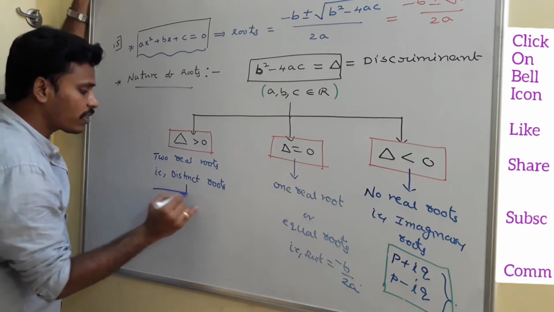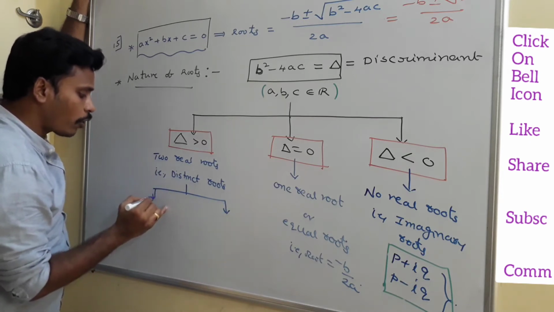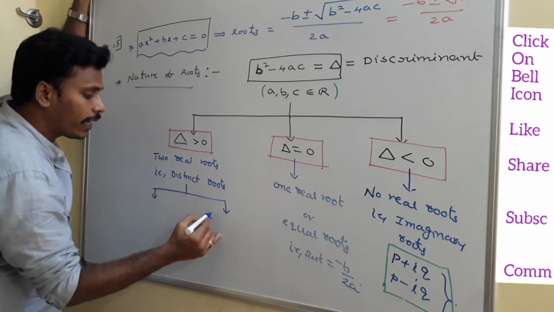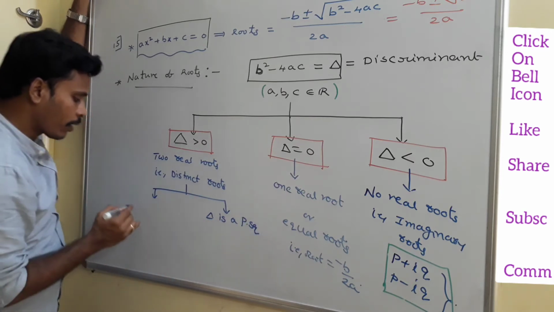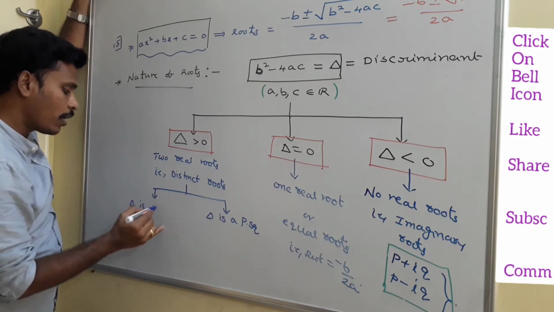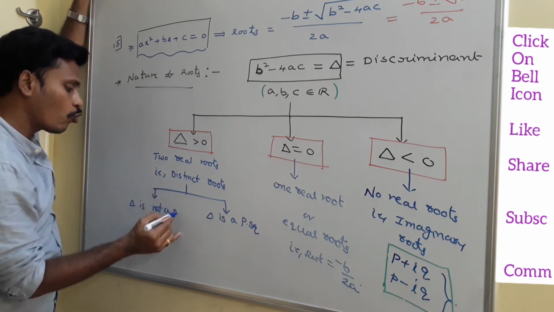Again, we have two chances here. Delta is positive, but what are we going to say? Delta is a perfect square, or delta is not a perfect square. Again we have two options here.